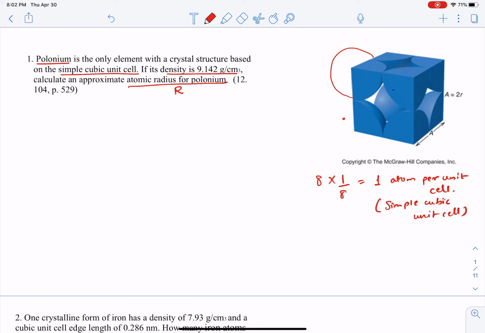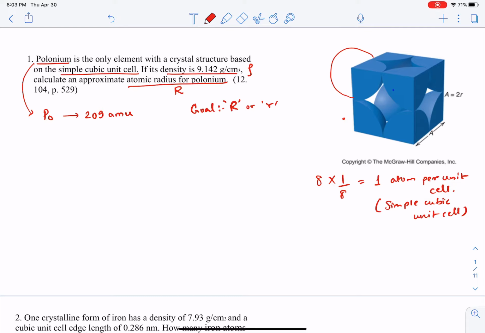We already know the density, represented with rho, and the element is polonium. If you check polonium, it's represented by Po, and its atomic mass is 209 AMU. So with this information we need to find the atomic radius for polonium. Our goal is to find the r, here it's small r. So let's move on.